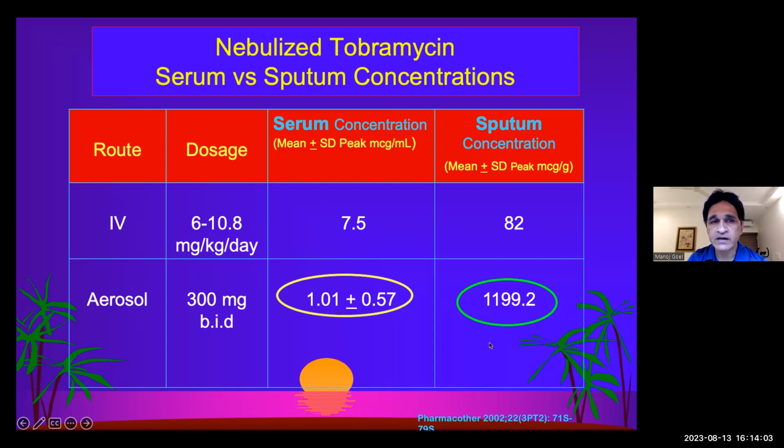So you can see that aerosolized tobramycin achieves a higher lung therapeutic level and minimal systemic absorption. So it is going to be more effective with minimal systemic side effects of tobramycin. This slide clearly shows how aerosolized or inhaled antibiotics could be more beneficial and more effective while minimizing systemic toxicity.